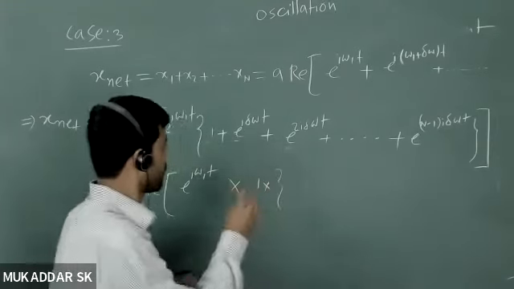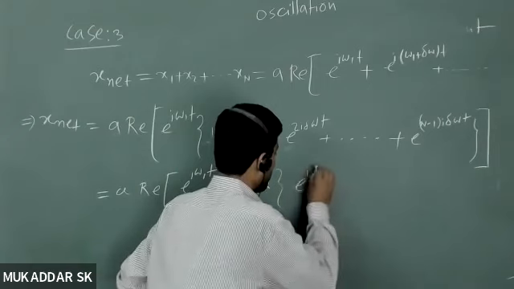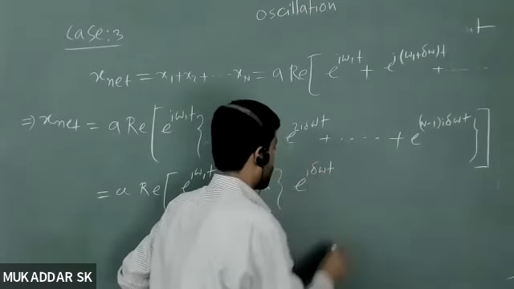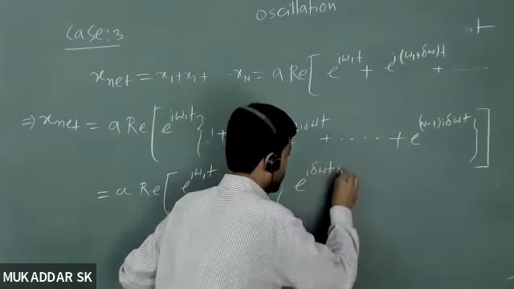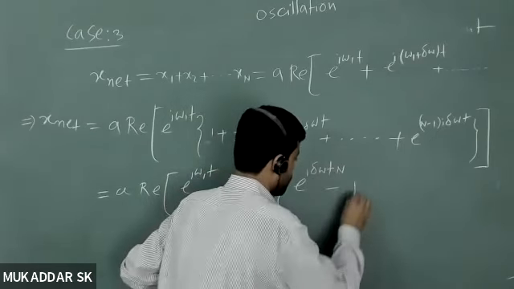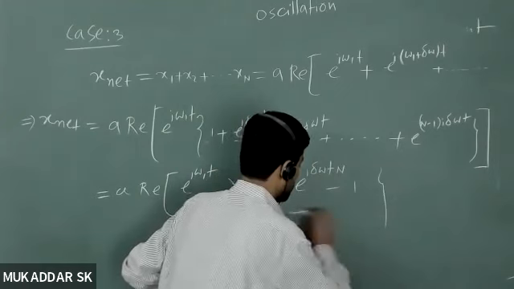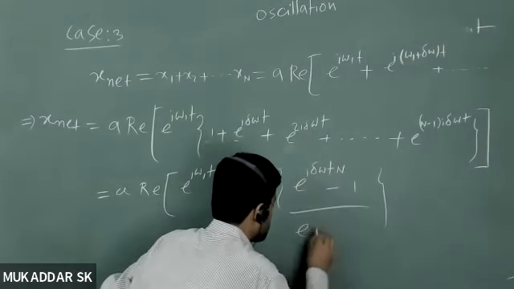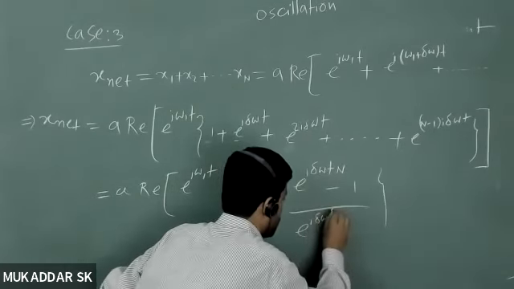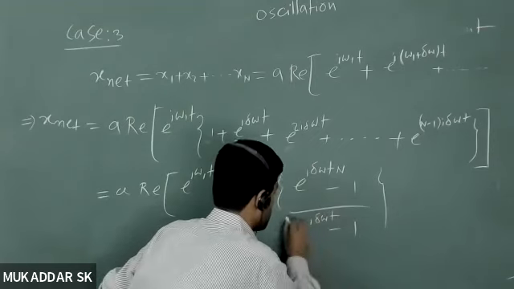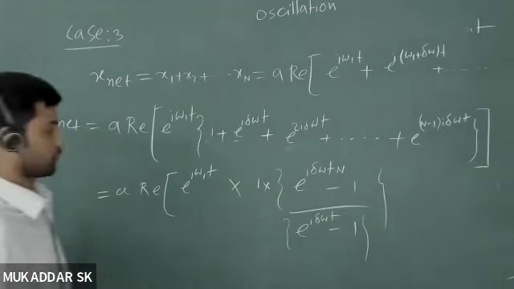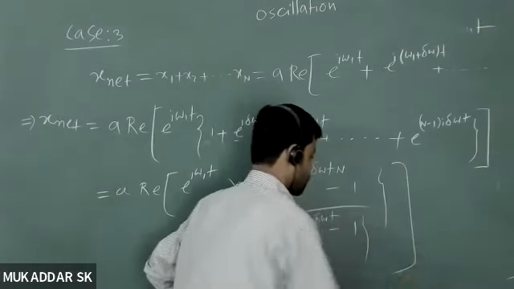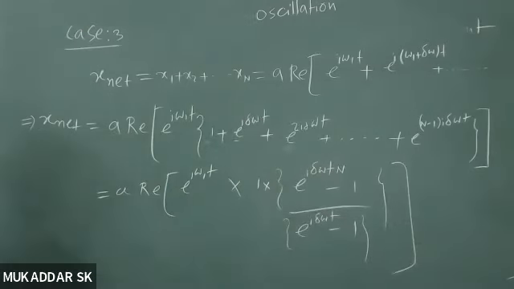And r is how much? Exponential i delta omega t. r to the power n, right? A (r to the power n minus 1), so you will get 1 times (exponential i n delta omega t minus 1) divided by (r minus 1). r is exponential i delta omega t minus 1. So this will be your series summation, right?